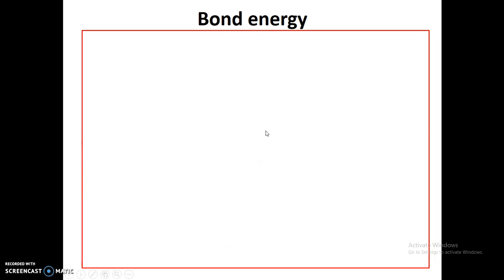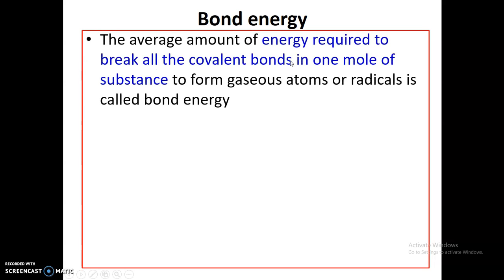Now the next term is bond energy or bond enthalpy. At the time of a chemical reaction, you know that the reactants are converted into products, and in reactants some bonds are broken and in products some bonds are formed. Bond enthalpy is nothing but the average amount of energy required to break all the covalent bonds in 1 mole of substance to form gaseous atoms or radicals, and this is called bond energy.